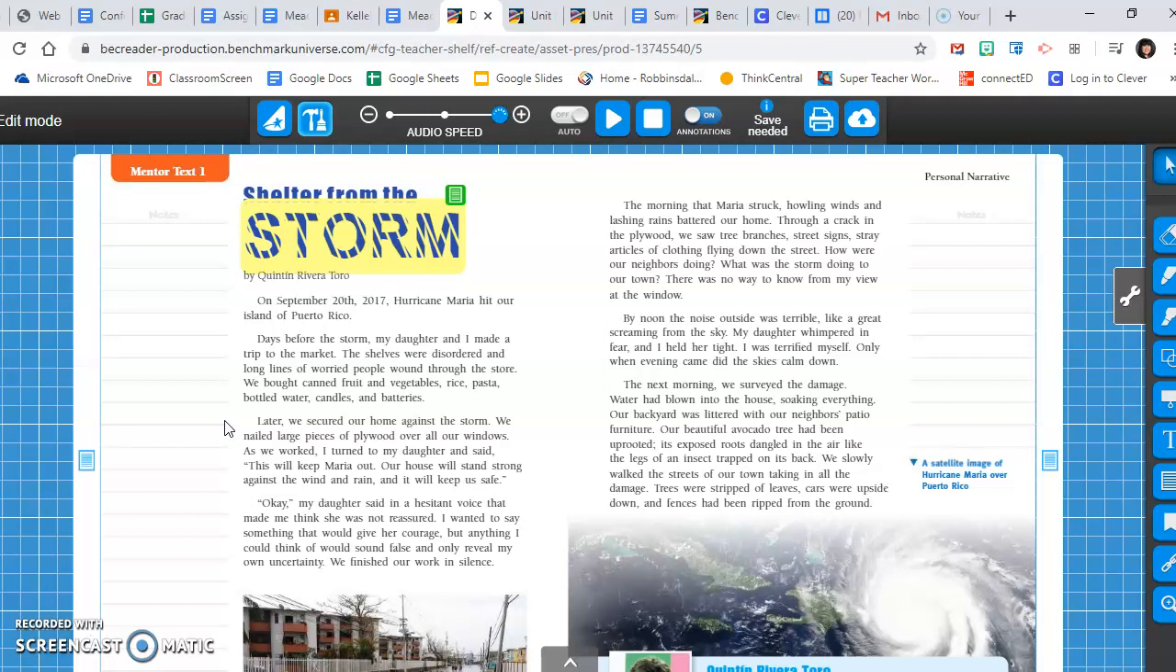As we worked, I turned to my daughter and said, "This will keep Maria out. Our house will stand strong against the wind and rain, and it will keep us safe."